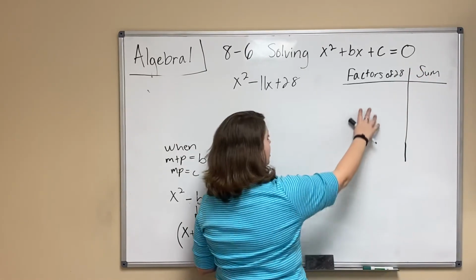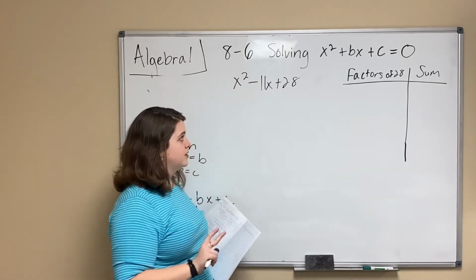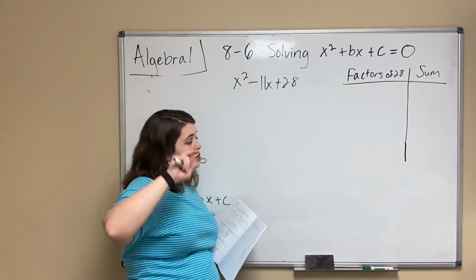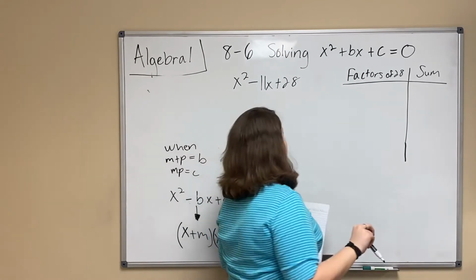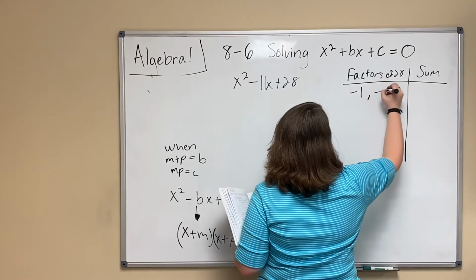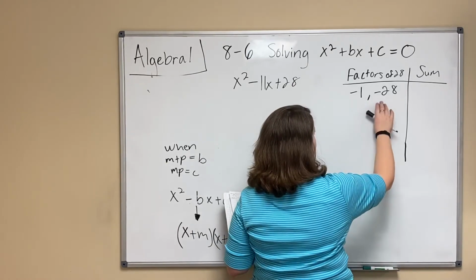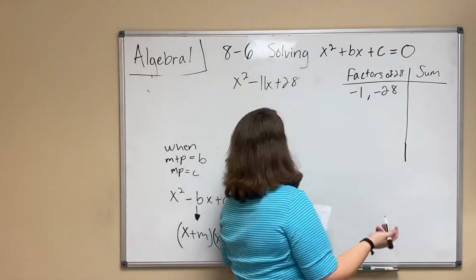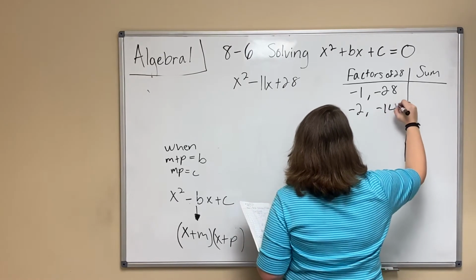So what I'm going to do when I pull out my factors is I'm going to choose negative numbers as factors of 28. But 28 is positive, and if you guys remember, two negatives multiplied together equal a positive number. So we're going to do factors of 28 just like before, but I'm going to do two negative numbers so that I can get a negative sum. So I'm starting with -1 and -28, because -1 times -28 will give me positive 28. And I'm going to do -2 and -14.